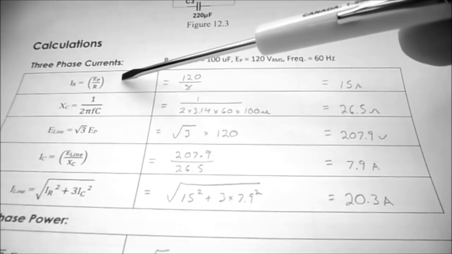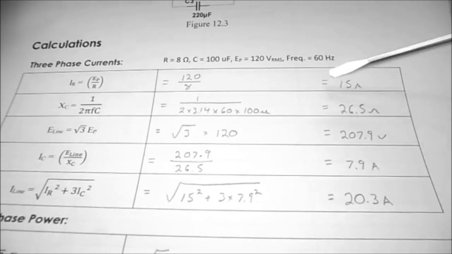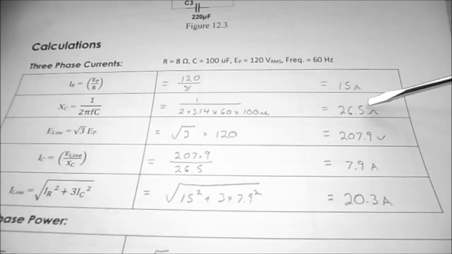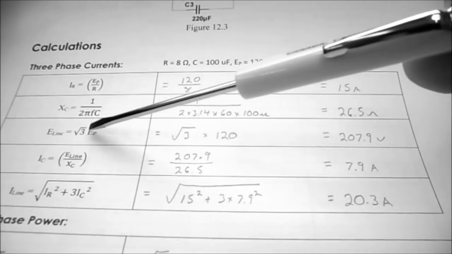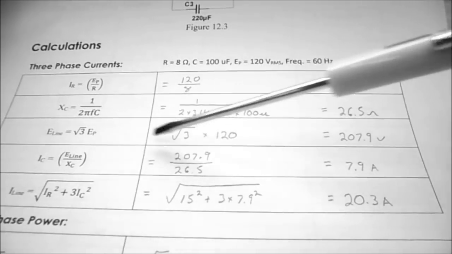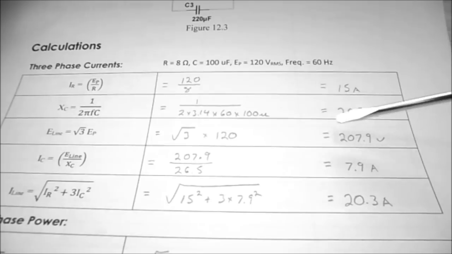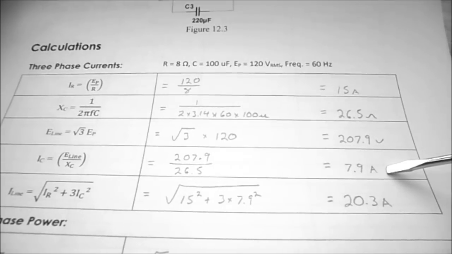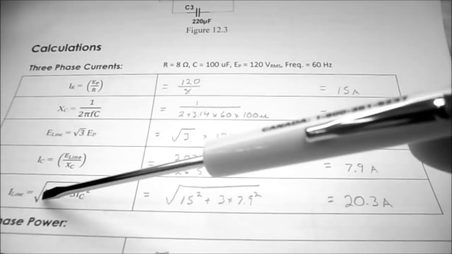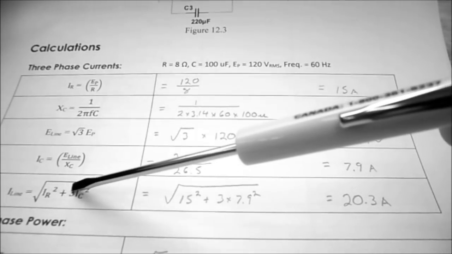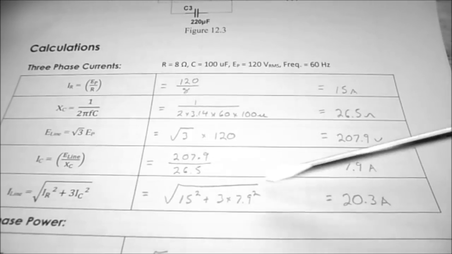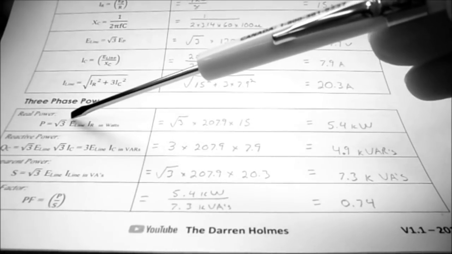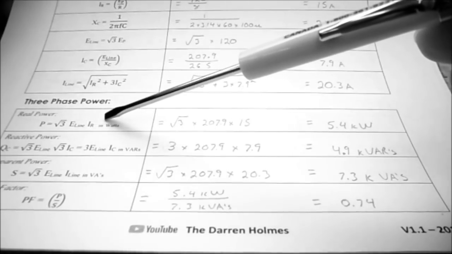So IR is equal to E phase over R, and that works out to 15 amps. We're now using XC equal to 1 over 2 pi FC, and that works out to 26.5 ohms. E line is equal to root 3 times E phase, and that works out to 207.9 volts. IC is equal to E line over XC, and that works out to 7.9 amps. And I line is equal to the square root of IR squared plus 3IC squared, and that works out to 20.3 amps.